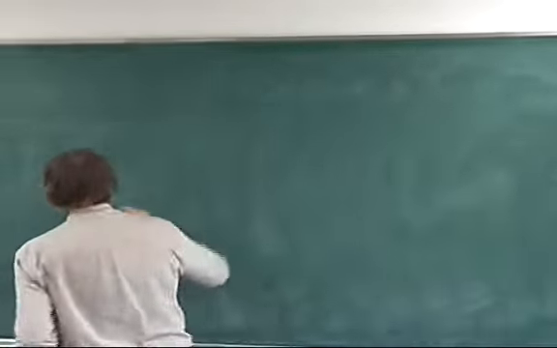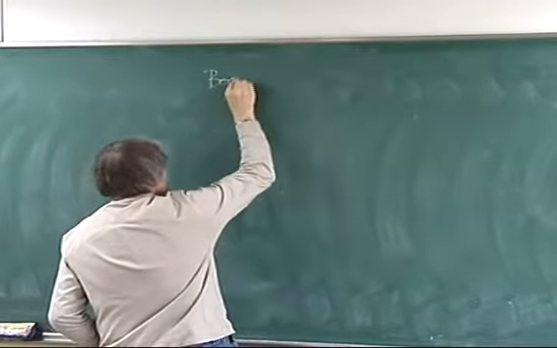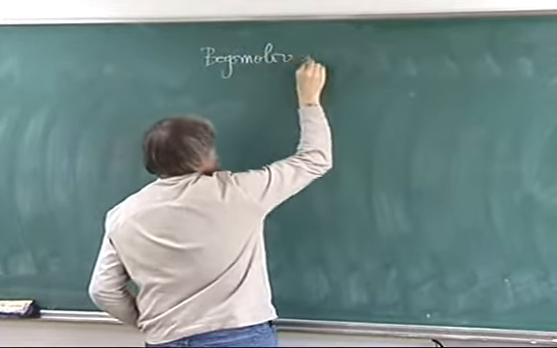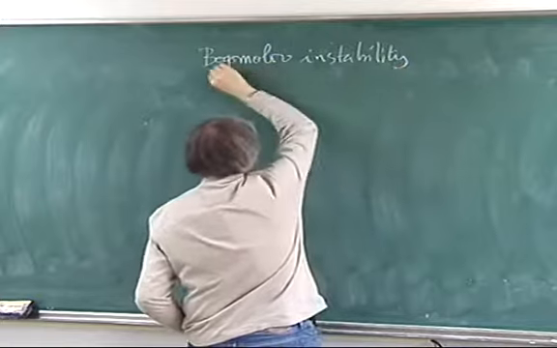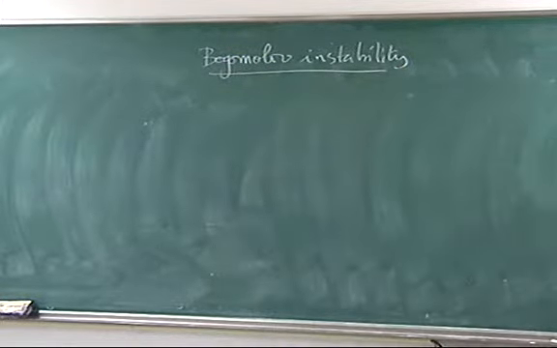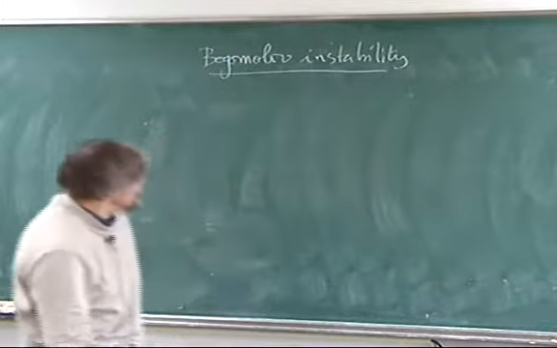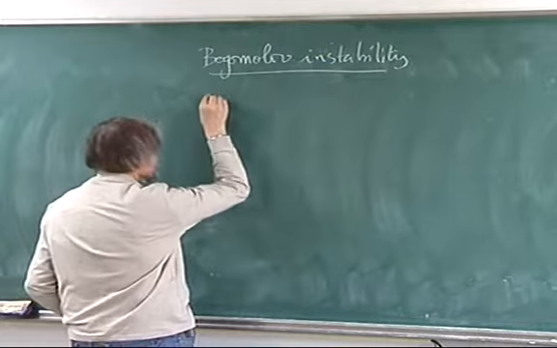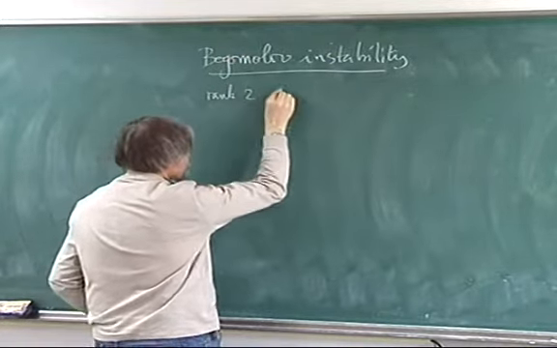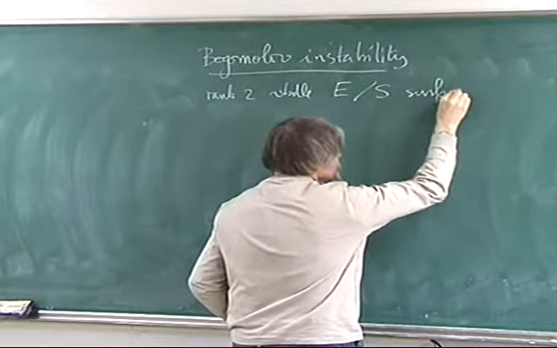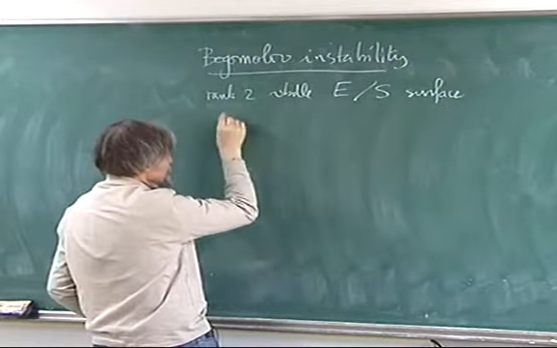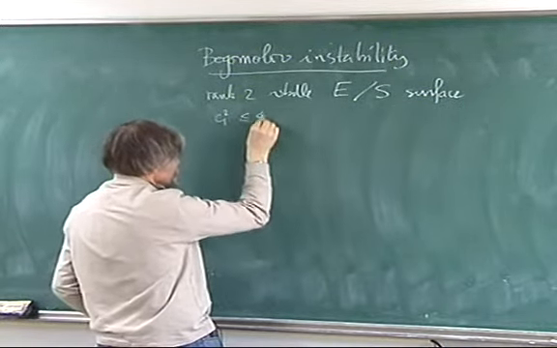So I want to talk about this result called Bogomolov instability. This is really a result for rank 2 vector bundles on a surface. Or you can, of course, do higher rank vector bundles on a surface or higher rank vector bundles on a higher dimensional variety. But what I really want is a rank 2 vector bundle E over S, a surface, and there's a result saying that c1 squared is less than or equal to 4c2.